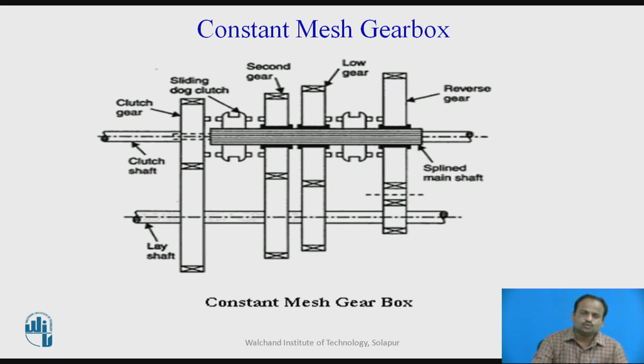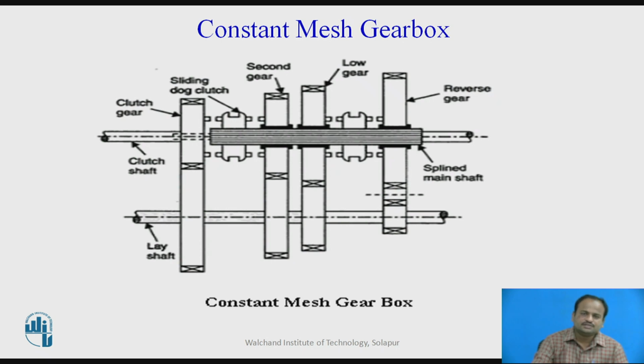Two dog clutches are provided over the main shaft on the spline, and the different gears mounted on the main shaft are mounted with the help of bearings. And on the lay shaft, all the gears are rigidly mounted. Also the reverse gear is mounted at the end. So how can the gear shifting occur?